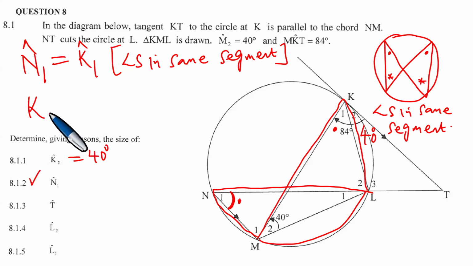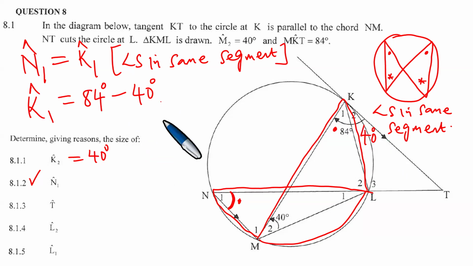What is then the size of the angle K1? Now we're interested in finding the size of the angle K1. This one here. The size of the angle K1 equals what? Right, so we know the whole angle is 84. So the angle K1 is the whole angle, the overall angle, 84 minus the little bit, 40 degrees, and 84 minus 40 degrees will yield a 44-degree angle.